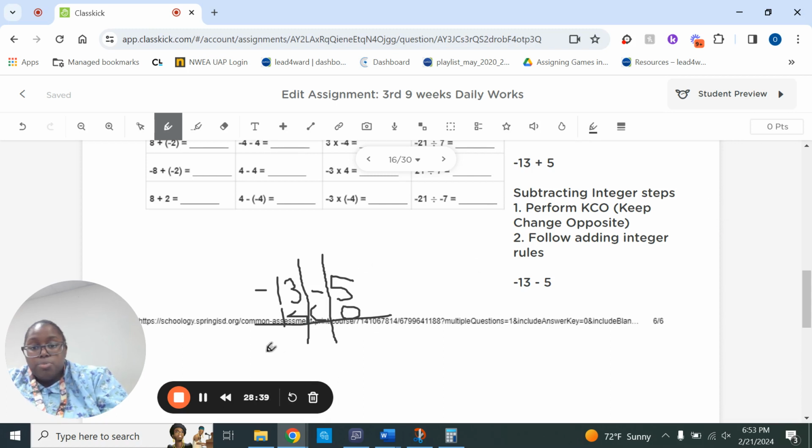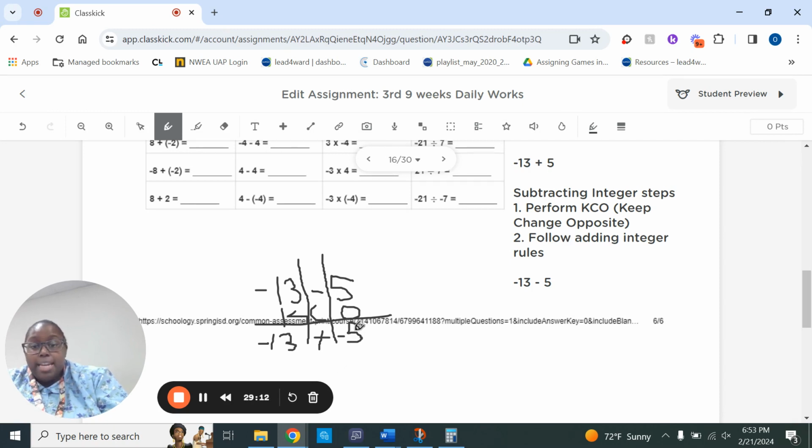K stands for keep, so I don't do nothing with this but bring it down. Change means change to the opposite. So that's going to become addition. The opposite of subtraction is addition. And then we need the opposite of 5. So remember, opposites are the same distance from 0. So this is 5 from 0. Its opposite is the same 5 from 0, but it would be on the negative side. So this would be negative 5.